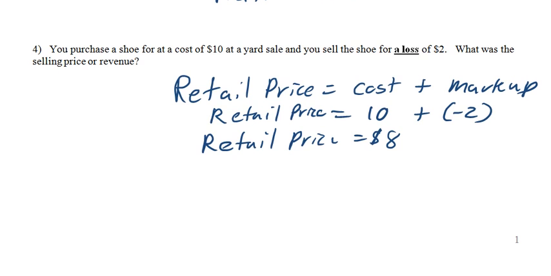The last one is a retail price problem because it's someone who's selling it. It's one item that's being sold. So you purchase a shoe that costs $10. That's the cost. Put it in for cost. And you sell the shoe for a loss of $2. So that was our markup. We actually marked it down $2. We lost $2, which is minus 2. So 10 plus negative 2 is 8. That's our selling price. You can also think of it as the revenue.